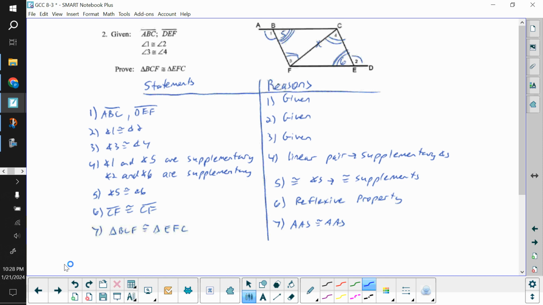We had an angle from 3 and 4 in the givens. We have an angle now from 5 and 6. We still need a side, but we can easily get CF congruent to CF by reflexive property. And now in our triangles, you have two angles here. The side is not in between those two angles, so this is angle, angle, side congruent to angle, angle, side.